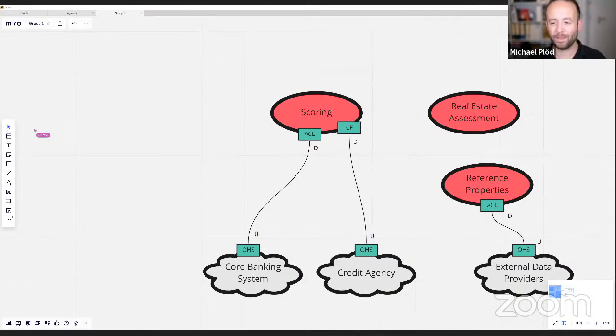And can you just repeat why the scoring is conforming to the credit agency? I didn't understand that. I think scoring would be a conformist to the credit agency when you have scoring rules that are highly coupled to the model of the credit agency.